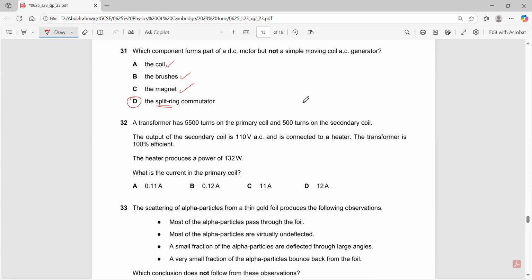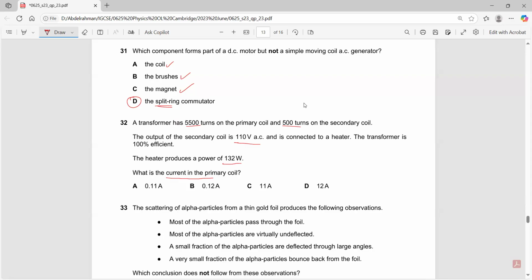A transformer has 5,500 turns on the primary coil and 500 on the secondary coil. The output of the secondary coil is 110 volts and is connected to a heater. The transformer is 100% efficient. The heater produces a power of 132 watts. What is the current in the primary coil?